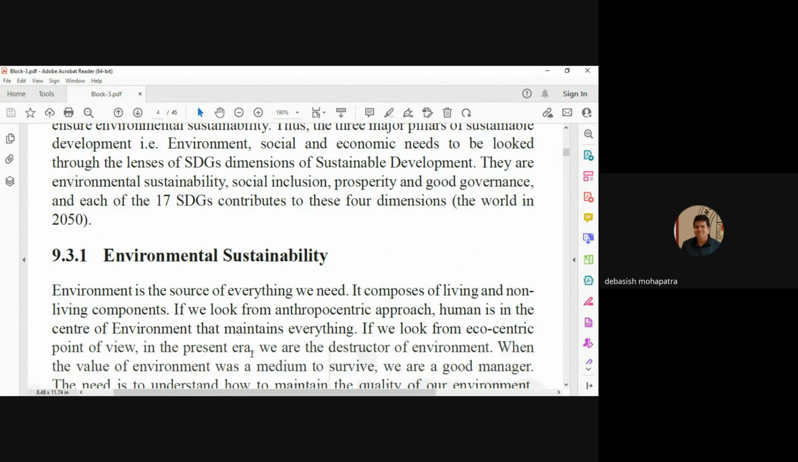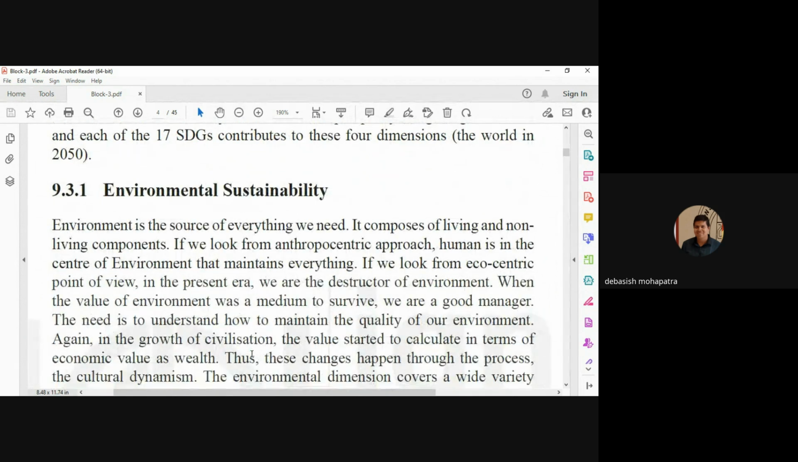Then environmental sustainability. Environment is the source of everything we need, composed of living and non-living components. We also look at anthropocentric approaches, where human is at the center of the environment and maintains everything. If we look from an ecocentric point of view, in the present era, we are the destructor of the environment. When the environment was a medium to survive, we were good managers. So the need is to understand how to maintain the quality of our environment.